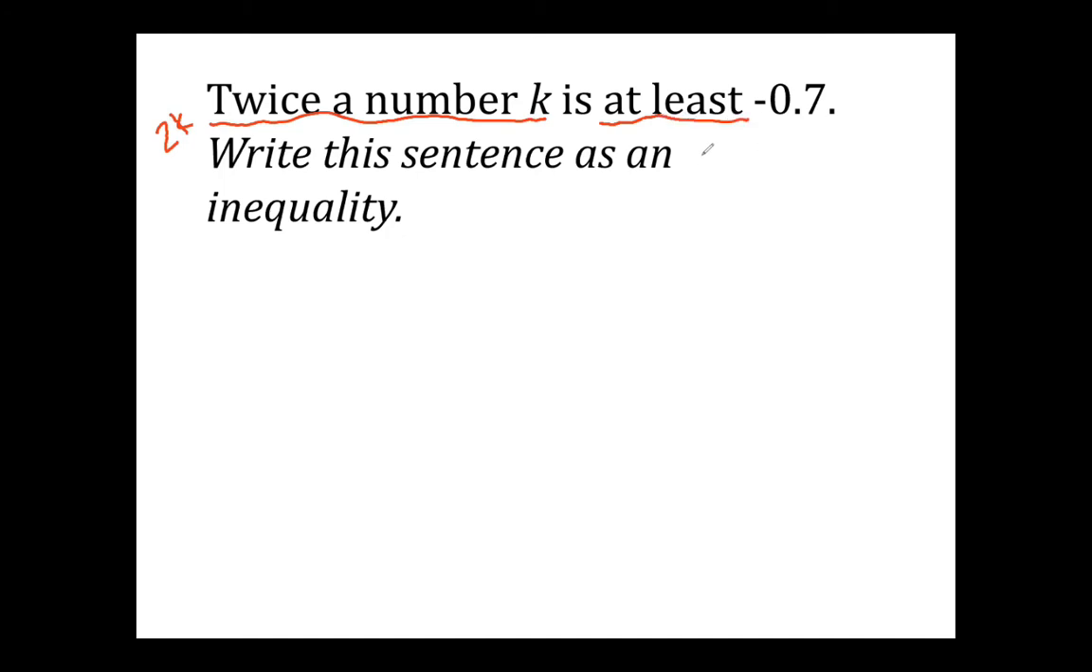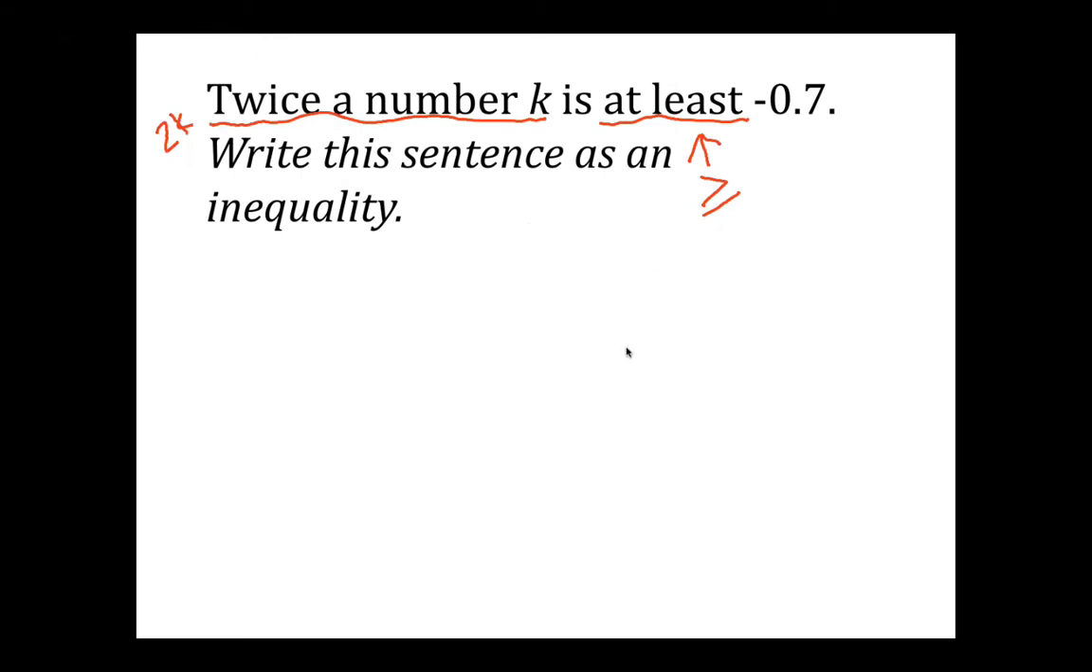Now this is one of our key phrases. If you look at our chart, at least falls under greater than or equal to. And then we have negative 0.7. So we know that 2 times k is at least, or greater than or equal to, negative 0.7.